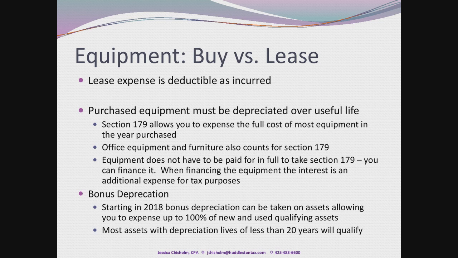Office equipment and furniture also count for that Section 179 deduction. And equipment does not have to be paid for in full to take Section 179. So you can finance the equipment and still write it off in the year of purchase. You're also then able to deduct the interest on the financing. And starting in 2018, bonus depreciation has been up to allow 100% of new and used qualifying assets. So that's something else you can take advantage of when purchasing the equipment. And most assets with a depreciable life of less than 20 years will qualify for that bonus depreciation.